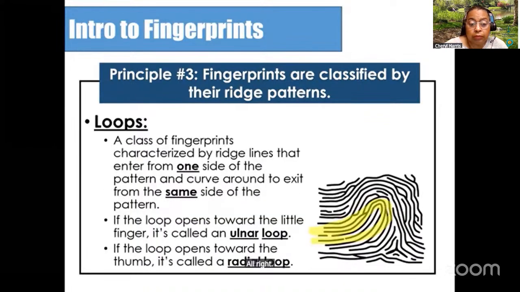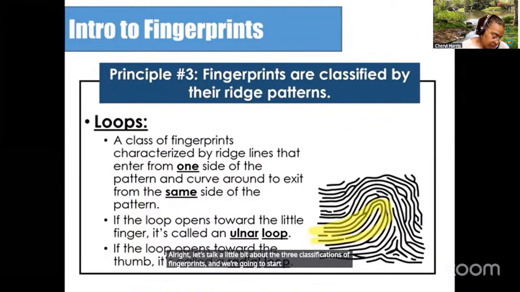All right, let's talk a little bit about the 3 classifications of fingerprints. And we're going to start with loops. Loops are a class of fingerprints that are characterized by ridge lines that enter from one side of the pattern. They're going to curve around and they're going to exit the same side. So you can see that in this image here. So this is a loop. The ridges are going to come in from the left. They're going to curve around and they're going to exit the same side that they entered.